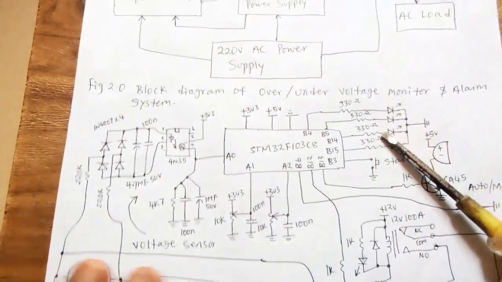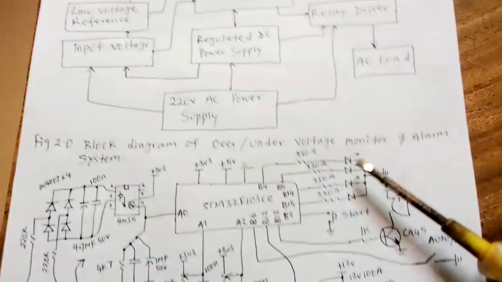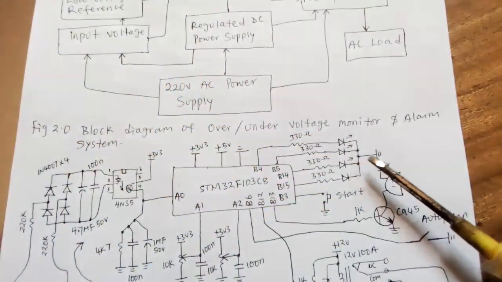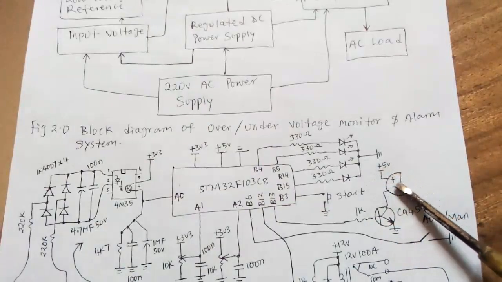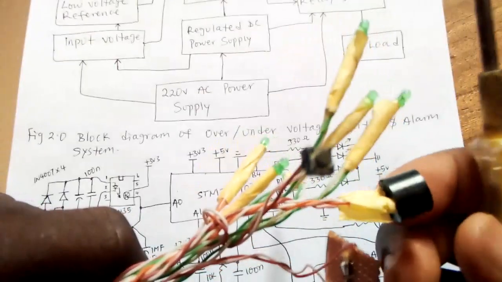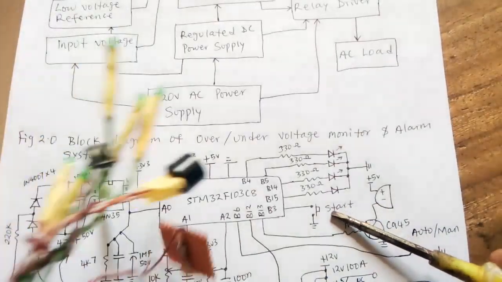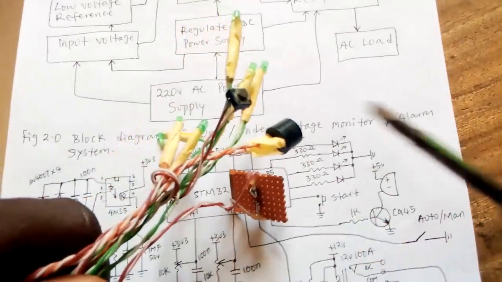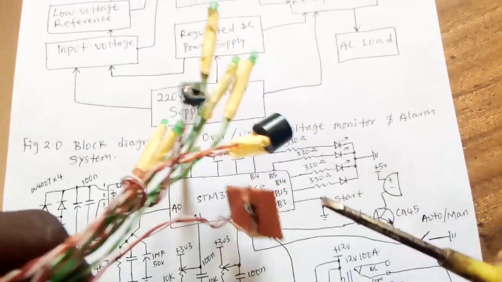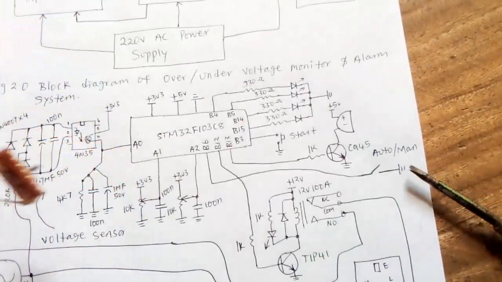The next ones here, we have LED indicators. If you check our diagram here, we have LED indicators. You can see them here. Then we also have a buzzer alarm. Look at the buzzer here. This one here is the buzzer. And then we also have a start button here. Although I'm going to replace this with a bigger one, you can see this push button. Then we also have auto and manual mode indication.